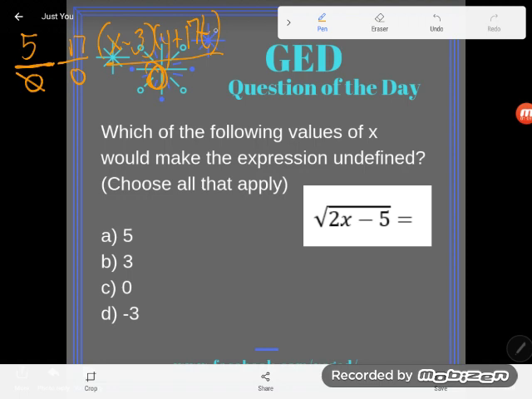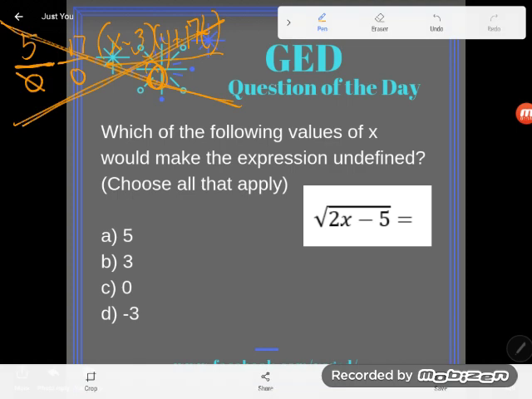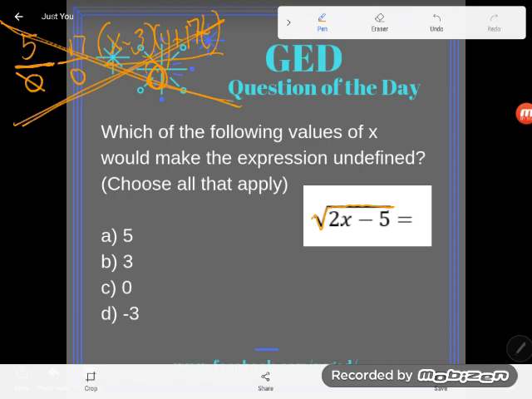Okay, so that's undefined, at least among the number systems you know and that we're supposed to know for the GED. So that's one kind of problem. Now here's the other kind. This says, which of the following values of x would make the expression undefined? And choose all that apply. Take a look at my expression. Notice this symbol? That little check mark house, or radical, is telling me to find the square root of all of this. And there's something super important you need to know about square roots.